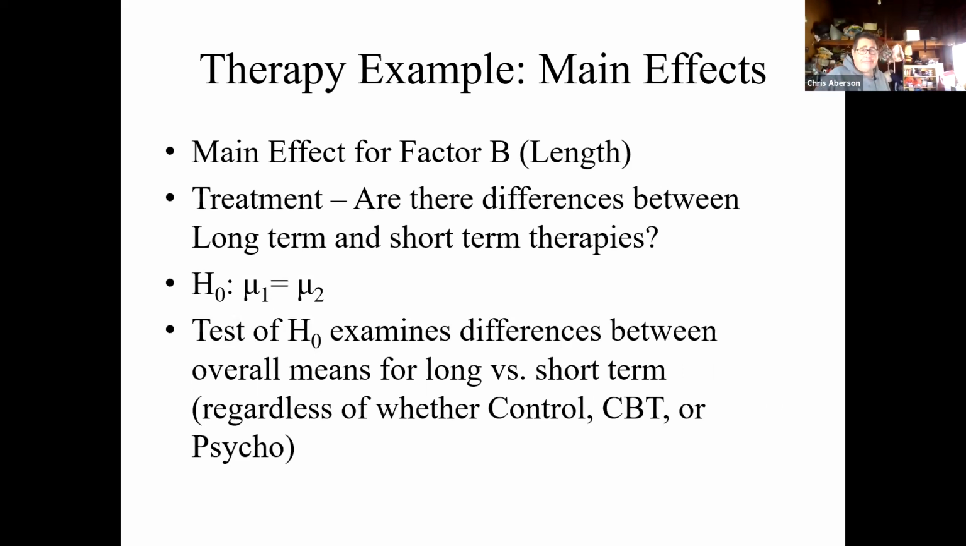So this is looking at just the overall means for the different types of treatment. Then we have a main effect for factor B, and that's the length, asking if there's differences between long and short-term therapies. Again, this examines the difference between long and short-term, regardless of what type of therapy they had. And honestly, that's probably not really a question we're interested in. It's just part of the stuff that gets tested along the way.